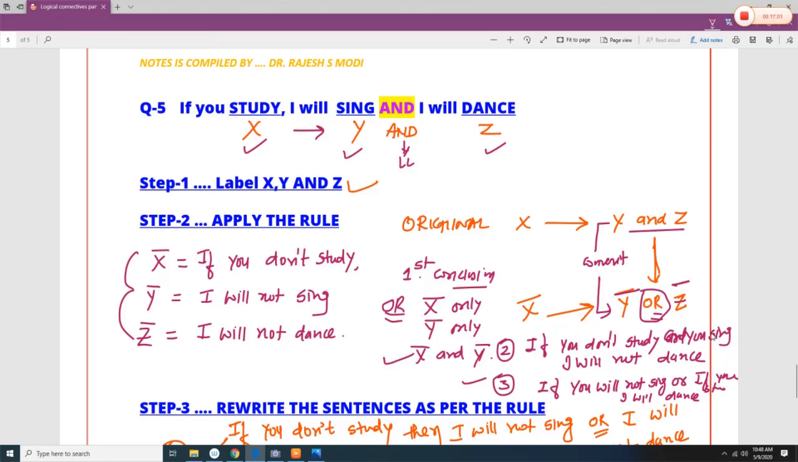So here we are completing part 2 of logical connectives. Make your own sentences and convert your own sentences into this kind of logical conclusion.